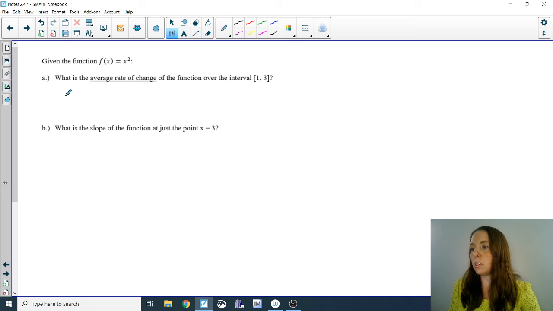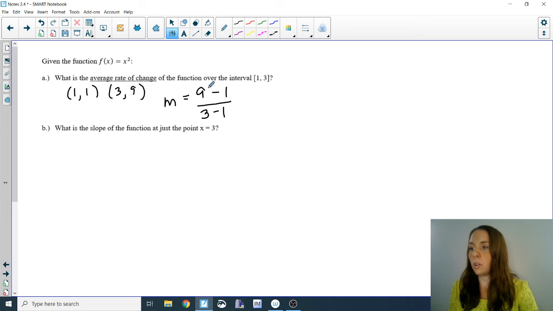And so what we would do here is set up 2 points. The left endpoint is 1. Throw that in here. 1 squared is 1, so that's my y-coordinate. The right endpoint is 3. Throw that in here. 3 squared is 9, so that's my y-coordinate. So we split up our interval into 2 ordered pairs. And then again, if you see the wording average rate of change, that means just find the slope between those 2 points. So y2 minus y1 over x2 minus x1: 9 minus 1 is 8, 3 minus 1 is 2, and so the average rate of change is 4.